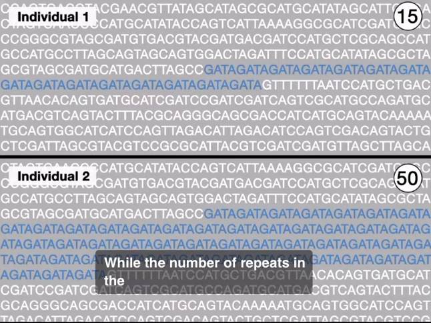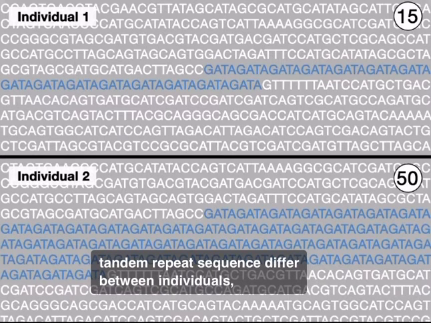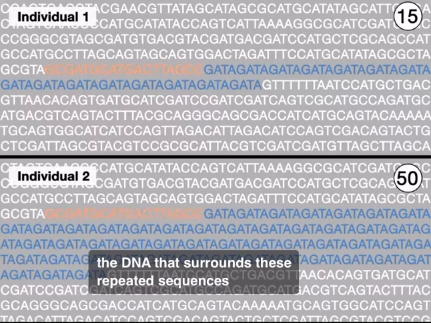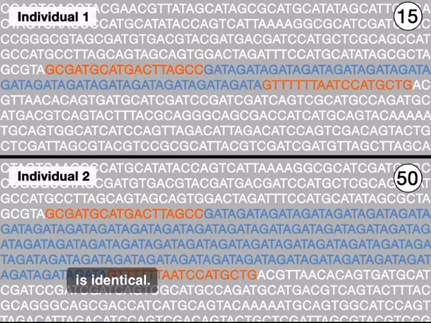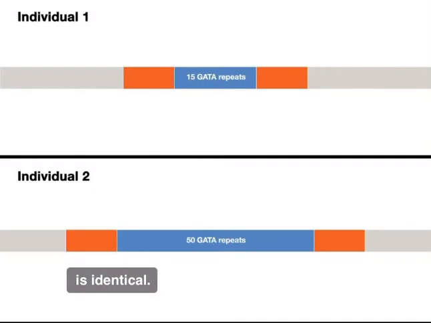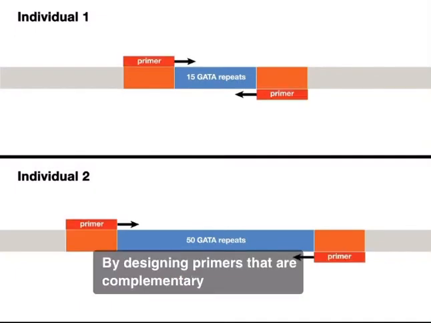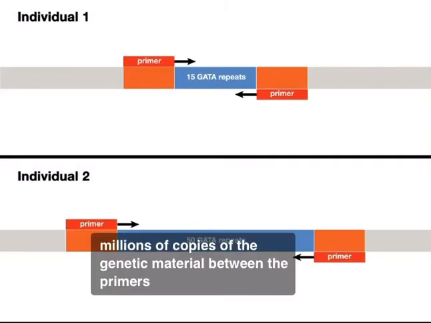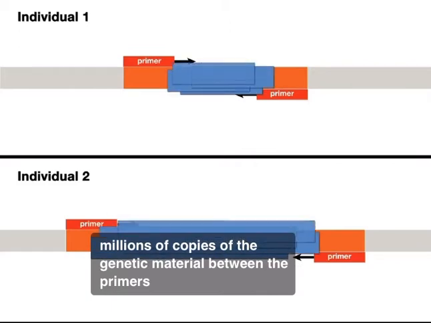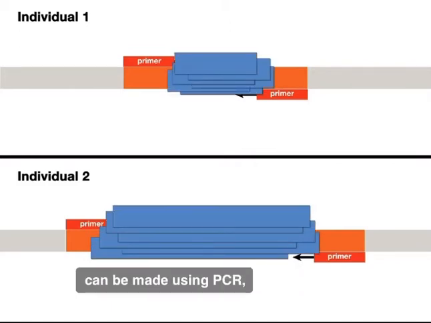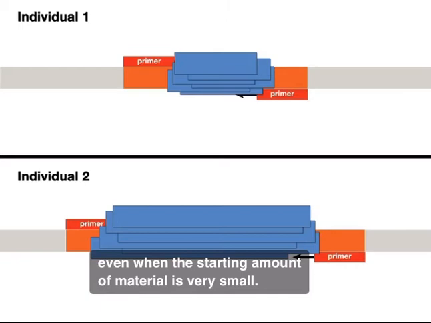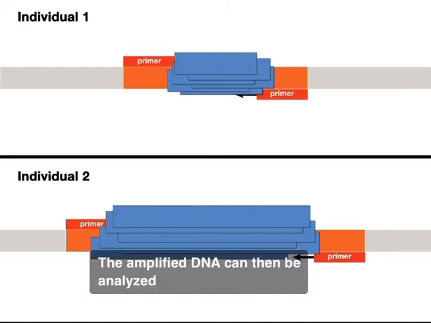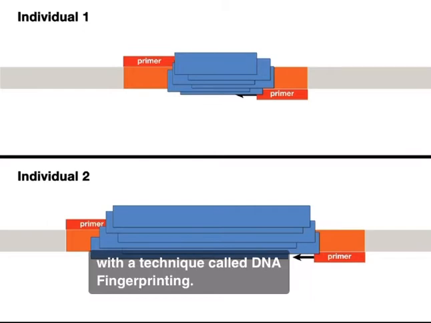While the number of repeats in the tandem repeat sequence differ between individuals, the DNA that surrounds these repeated sequences is identical. By designing primers that are complementary to these identical sequences, millions of copies of the genetic material between the primers can be made using PCR, even when the starting amount of material is very small. The amplified DNA can then be analyzed with a technique called DNA fingerprinting.